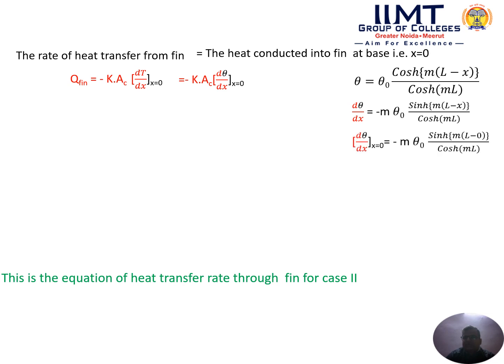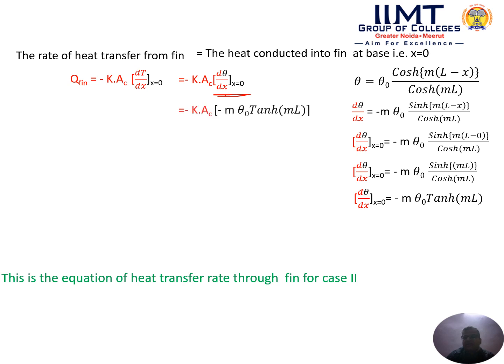d theta by dx at x is equal to 0: simple, put x equal to 0, and this is equal to minus m theta sinh(ml) divided by cosh(ml), and sinh by cosh is equal to tanh(ml). Then putting the value of d theta by dx at x equal to 0 in this equation, we can easily get the heat transfer rate by the fin. Clear? That will be equal to h k Ac m theta m into theta tanh(ml).